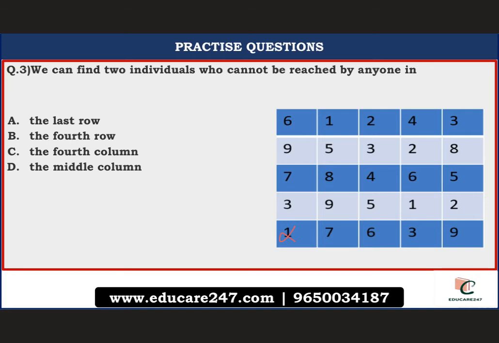1 cannot be reached by anyone, 7 can be reached by 6, 6 can be reached by 5, 3 can be reached by 1, and 9 can be reached by both 2 and 3. So first option is out. Option number B, the fourth row, all right.